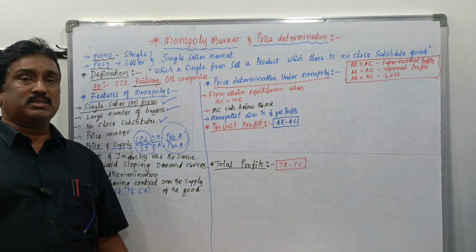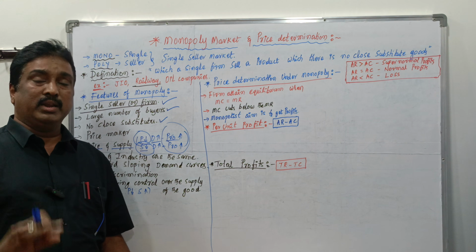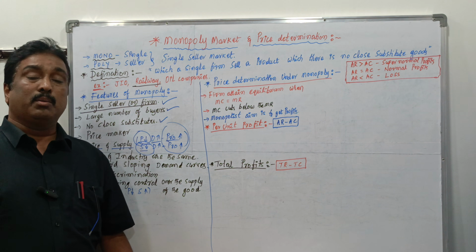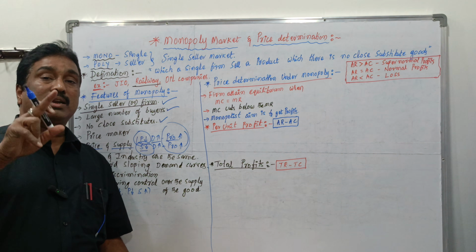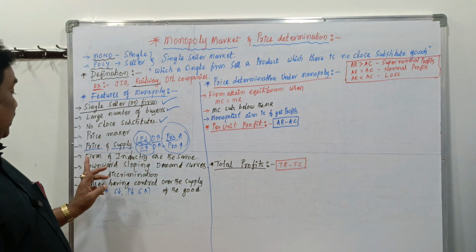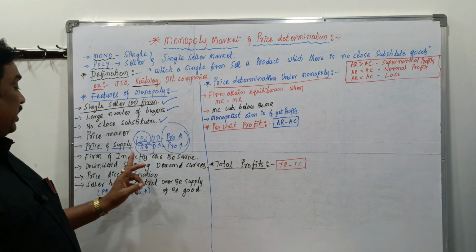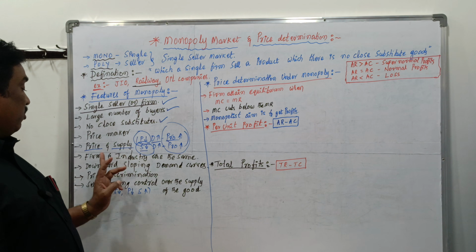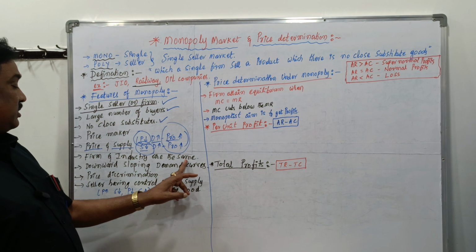There is no difference between the firm and industry in the monopoly market, because there is a single seller, a single firm. That's why here there is no difference between firm and industry. Firm and industry are the same.